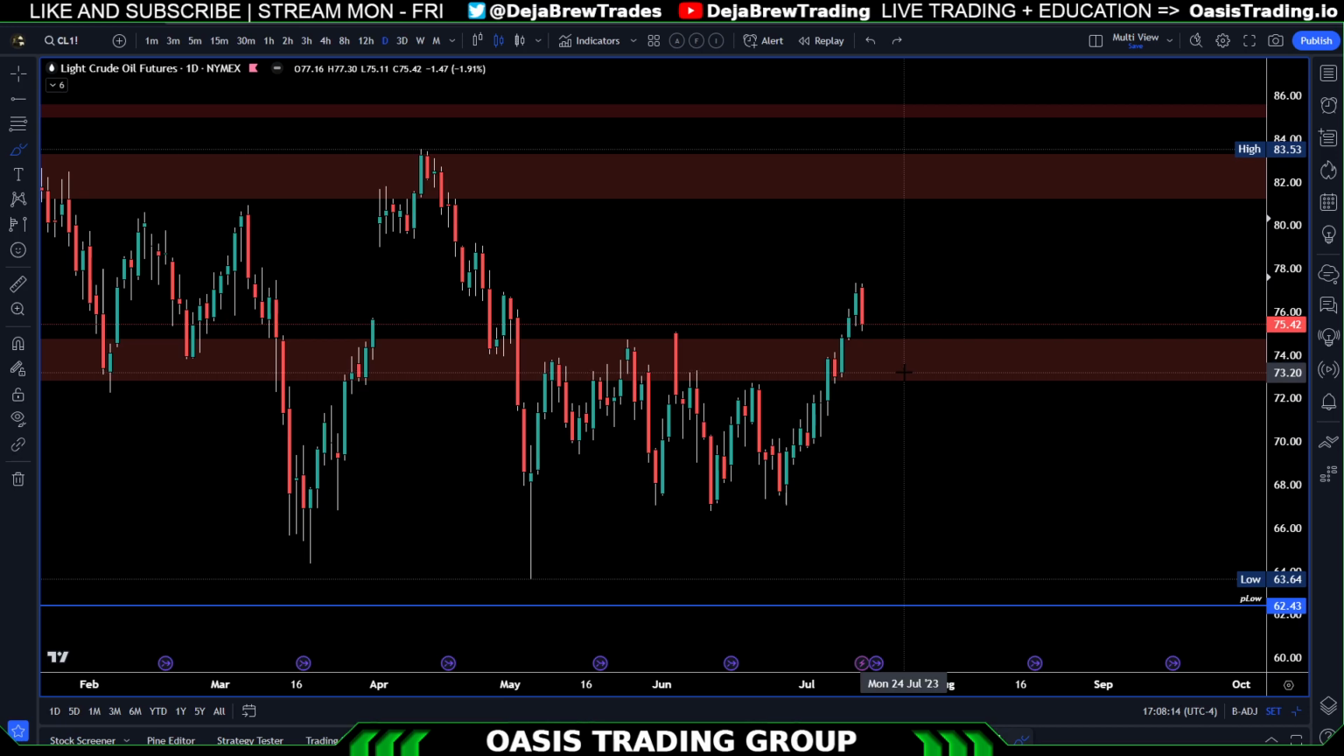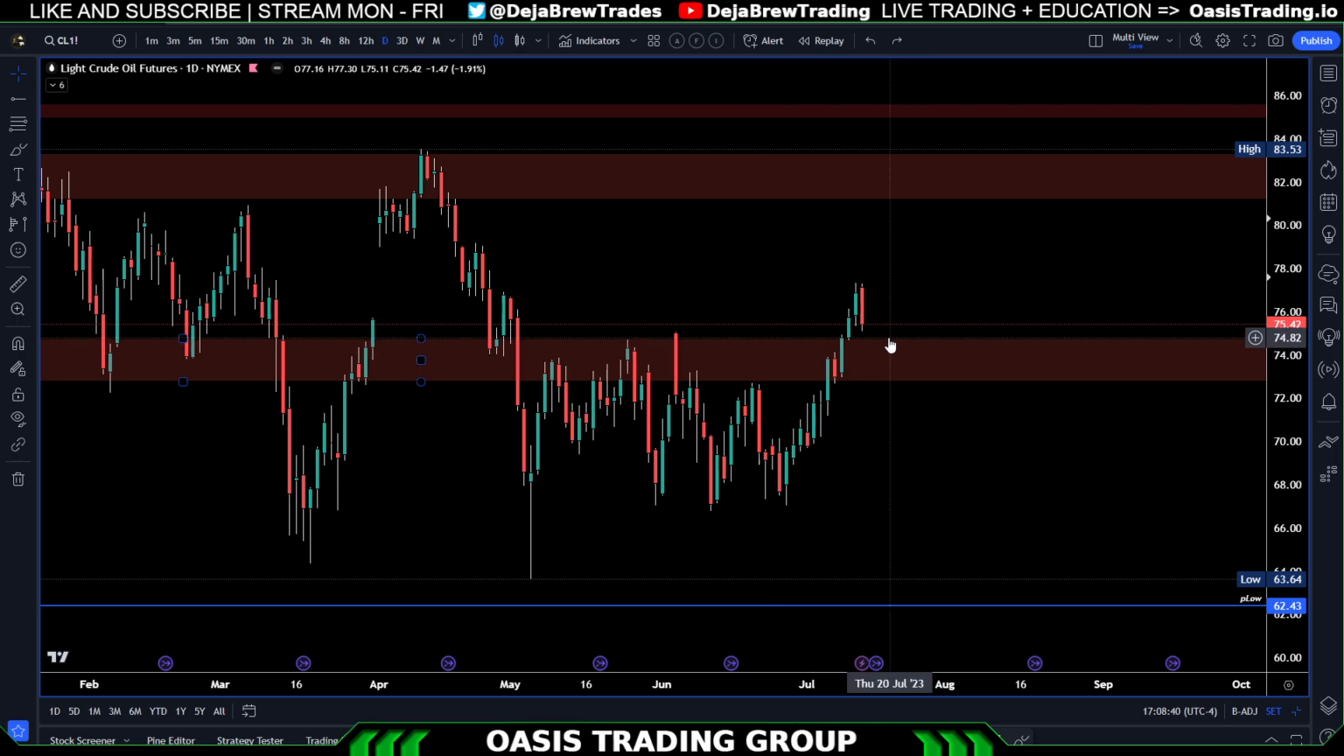If this pullback can respect the 74 to 75 support, we should continue that rotation back into at least 80, possibly 83 to 84. There's a lot of news going on with oil recently, so keep a close eye on that. Don't just fall in love with the levels. You do have to keep an eye on the fundamentals.